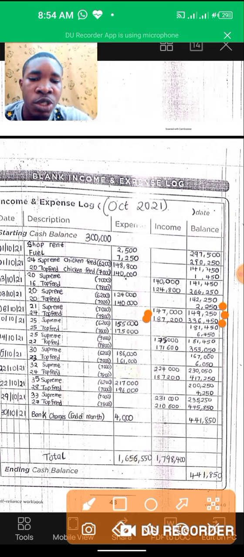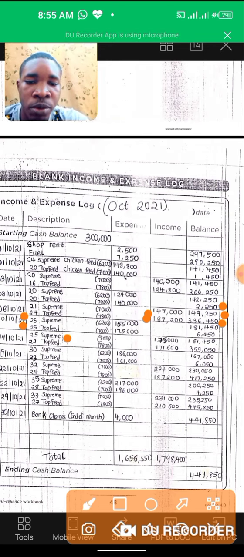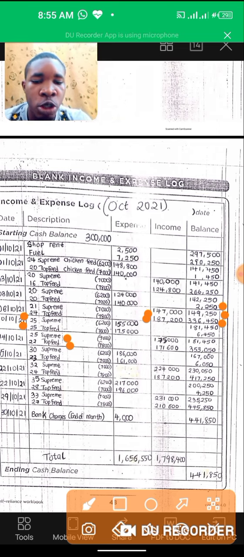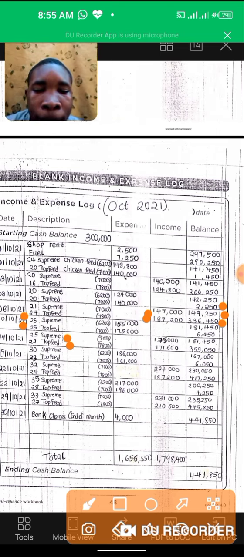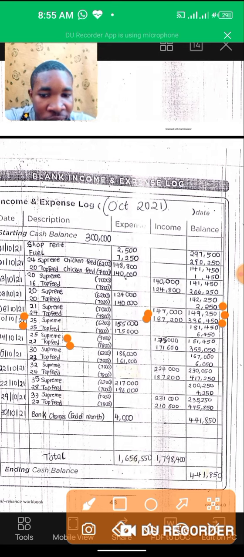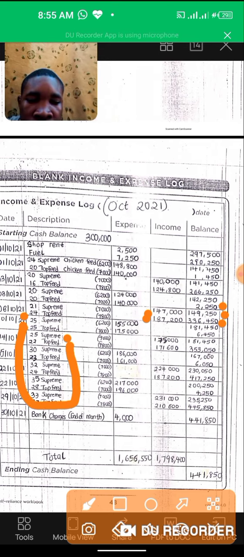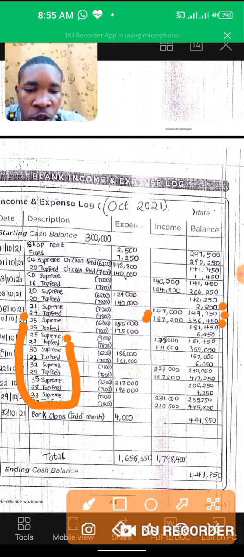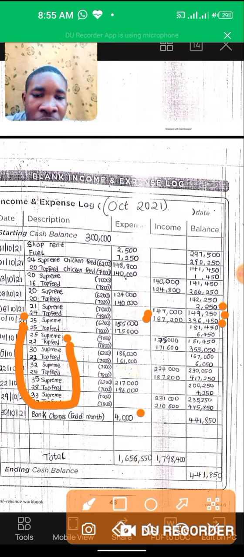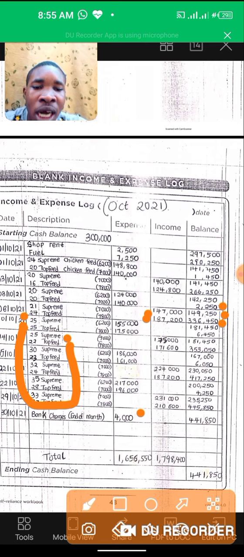So like that, we continued. We bought 25 Supreme, we bought 25 top feed, then we sold 25 Supreme, we sold 22 top feed. Just continue like that. So now, bank charges: at the end of the month, the bank moves charges. Our bank charges at the end of the month was how much? It was 4,000 naira. Do you understand? Bank charges is going to be under what? Under expenses. Hope you guys understand what I'm saying now.